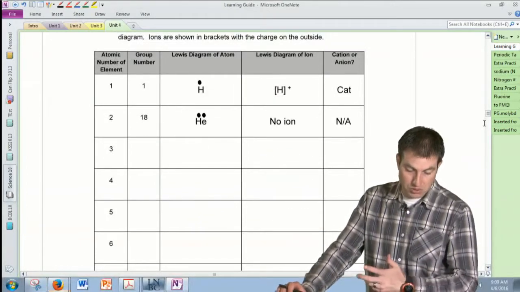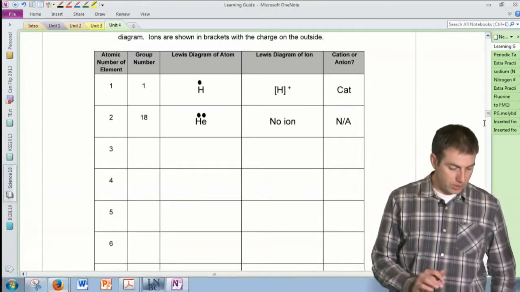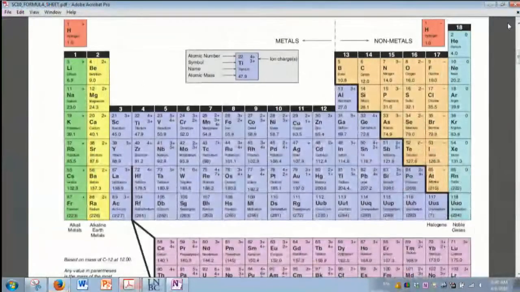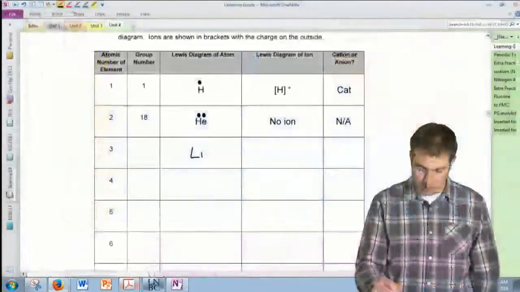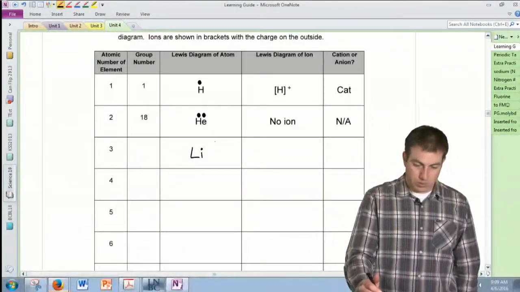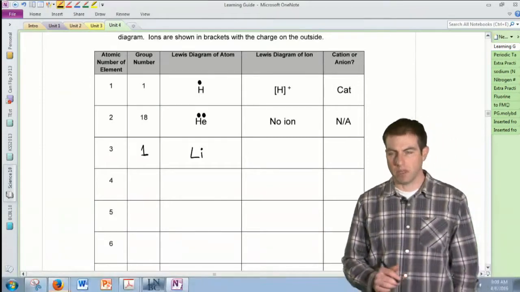So atomic number 3. If we're looking at element number 3 on the periodic table, glancing down at my periodic table, element number 3 is lithium. The symbol for lithium is Li. And lithium is in the first column of the periodic table, so it's in the first group. Column and group are the same thing.